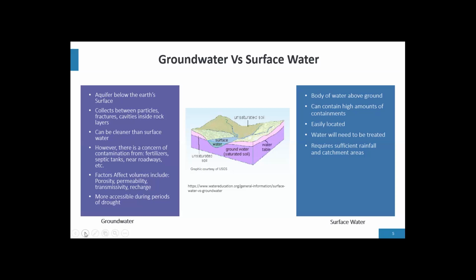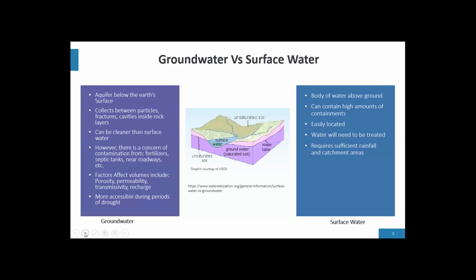Groundwater can be cleaner than surface water in that it is underground, not collecting contaminants. However, that does not mean that it is uncontaminated. It can be contaminated, for instance, from fertilizers from farmlands. Groundwater can be affected by porosity, permeability, transmissivity, and recharge.